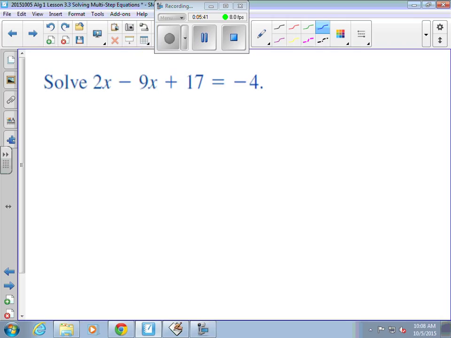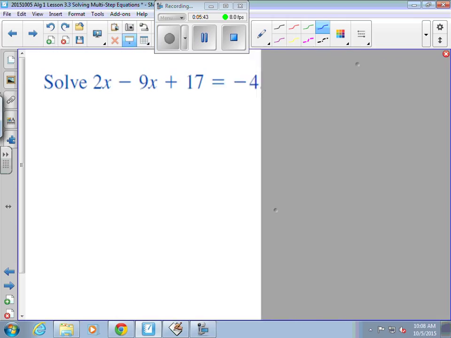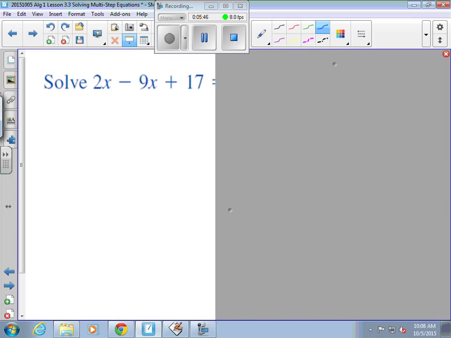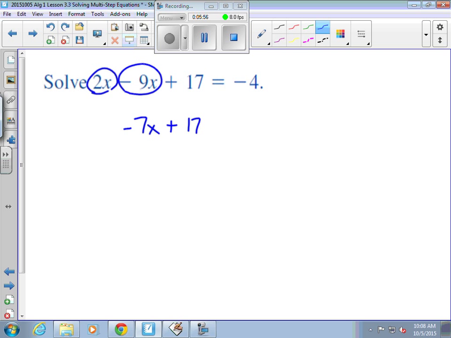Okay, before we try to bring anything across the equal sign, remember, ignore it and make sure the left side is completely simplified. We can combine 2x and negative 9x to get negative 7x plus 17 is equal to negative 4. Again, your goal is the same. You want to get x equals all by itself.